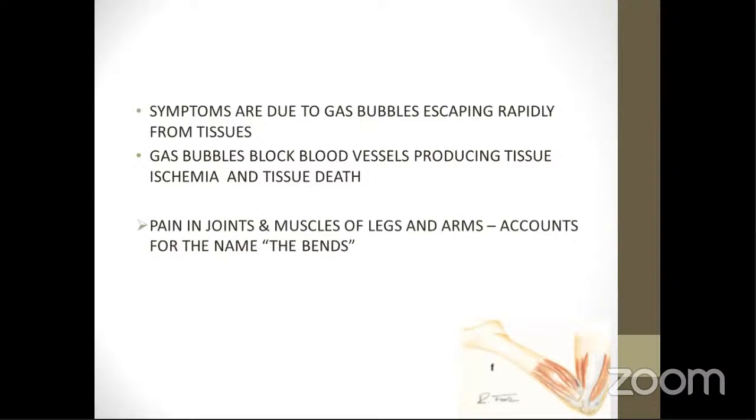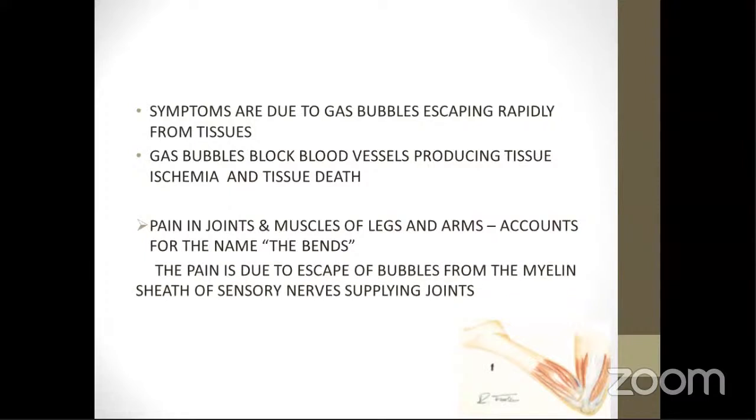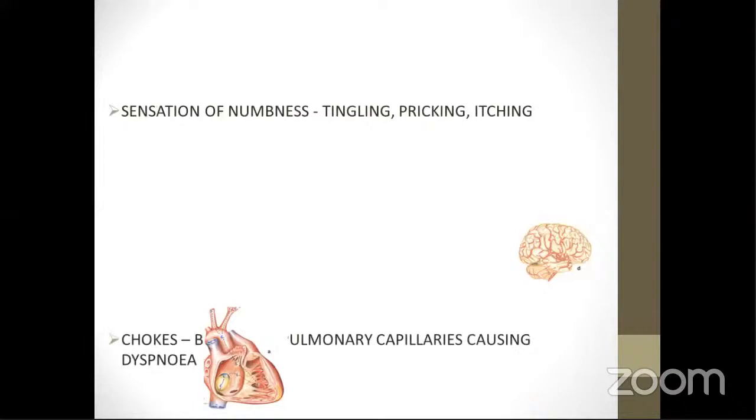And what are the symptoms seen? Different symptoms are seen, and these different symptoms are the reasons for different names of this disease, decompression sickness. You can get pain in joints and muscles of legs and arms, and that accounts for the name the bends. Okay, and the pain is due to escape of bubbles from the myelin sheath of sensory nerves supplying the joints. And a sensation of numbness can be seen because of the neuronal involvement. You can get tingling, pricking, itching sensation.